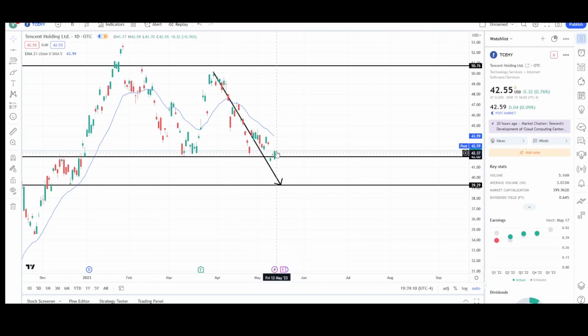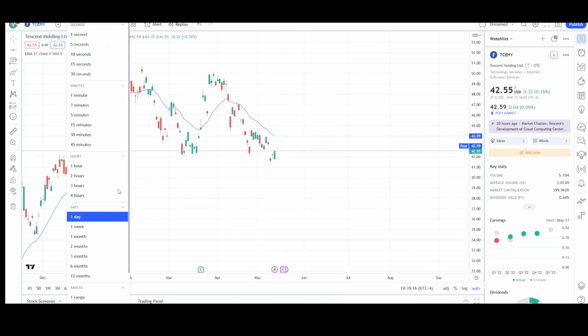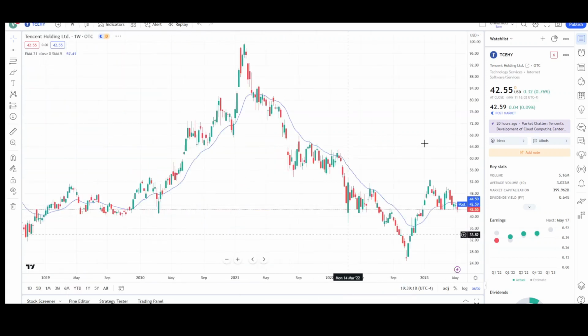We are seeing some buying occur at this level, but we want to see price get back above the EMA, hold it, and continue moving higher. So we'll see if that occurs. Let's take a look at the weekly chart.